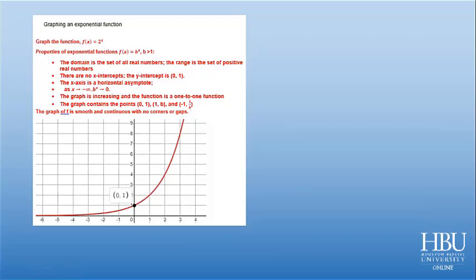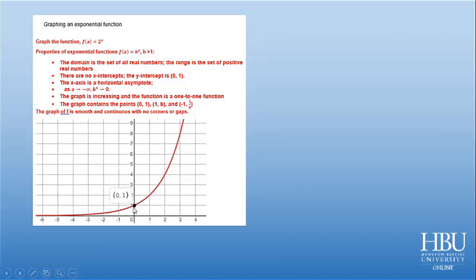This graph would have the exact shape of an exponential function f of x is b to the power x if my base b is some number greater than 1. I use 2 as the example. Notice that the domain is the set of all real numbers. I can substitute any real number for the exponent x, but the range is the set of positive real numbers.